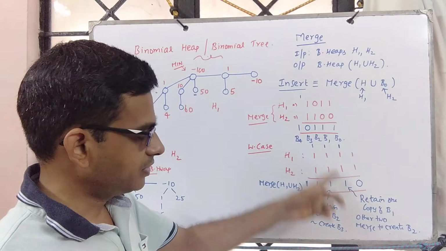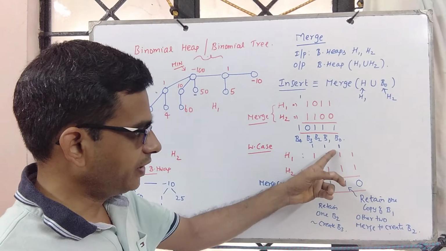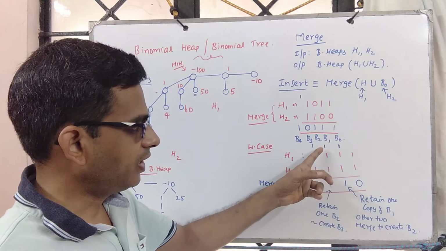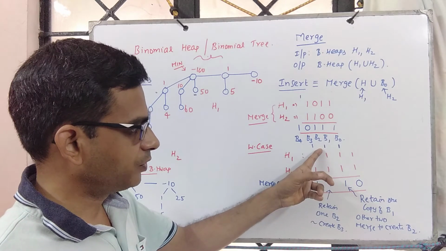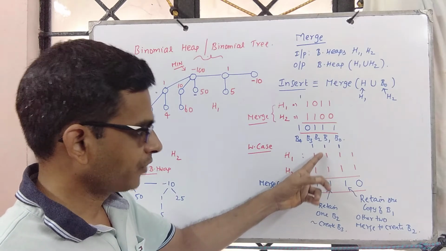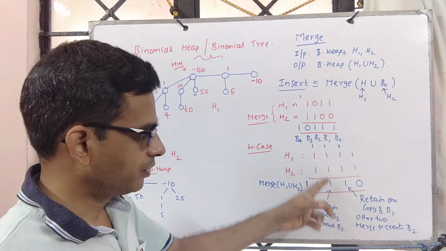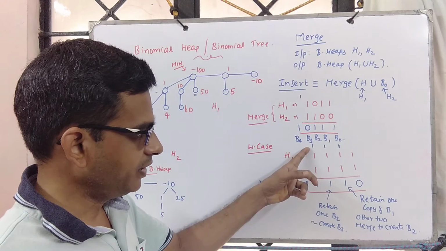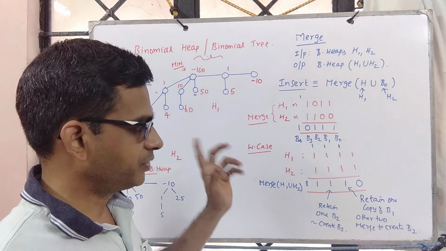How do you interpret this? This says you have 3 copies of B1, you retain 1 copy and take the other 2. When I say other 2, you merge them and create B2. Now you have 3 copies of B2. You retain 1 and merge the other 2 to create B3 and continue this procedure.